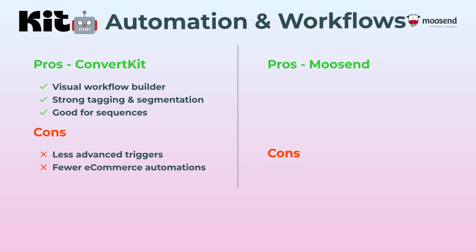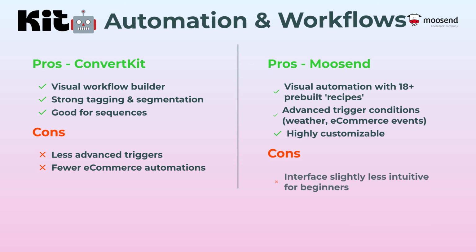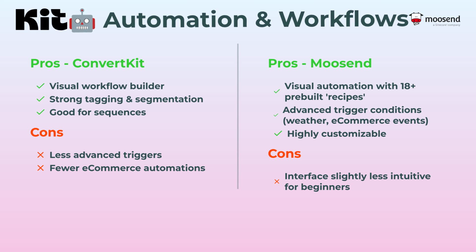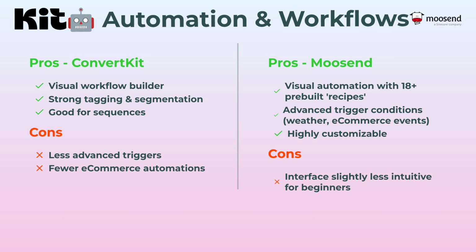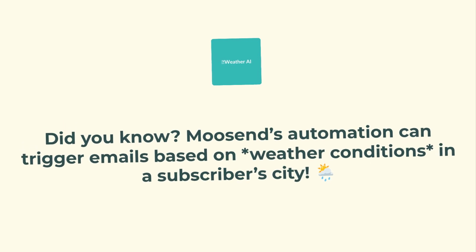Flip over to Moosend and wow, the automation engine is stacked. There are more than 18 ready-to-go recipes. That's like plug-and-play automations. You can trigger emails based on weather, sales, whatever. There's so much customization. I'll admit, the interface isn't 100% beginner-friendly, but if you like really deep automations, Moosend wins again.